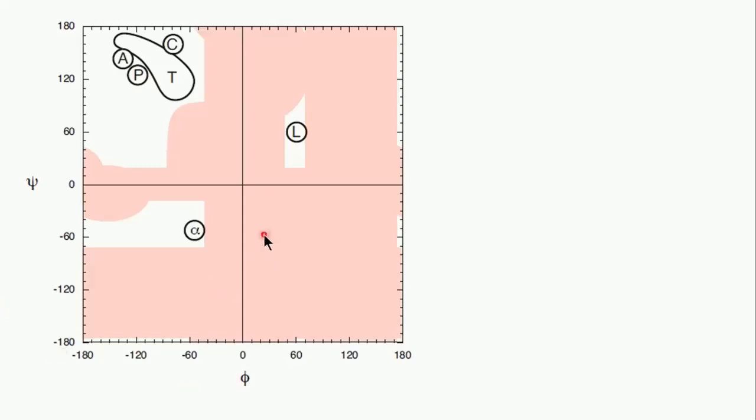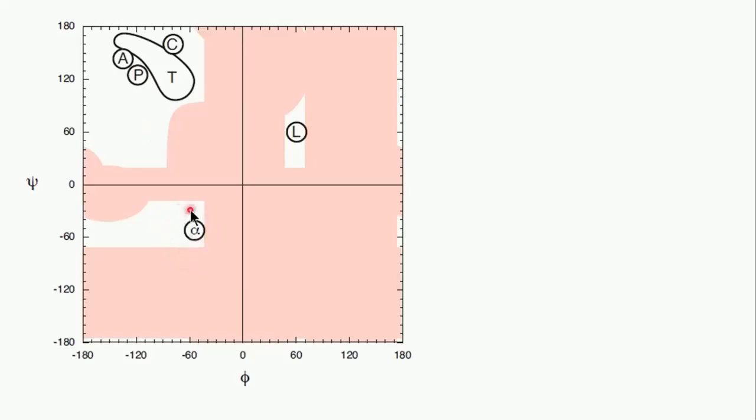Now the pink color in this graph is showing those values of phi and psi angles where the secondary structure of protein is not possible. What do you mean by that? It is not possible means at these values of phi and psi we are having very high steric repulsion, and because of that high steric repulsion the structures are not possible to attain. The white regions are showing that in these values of angle different secondary structures are possible.